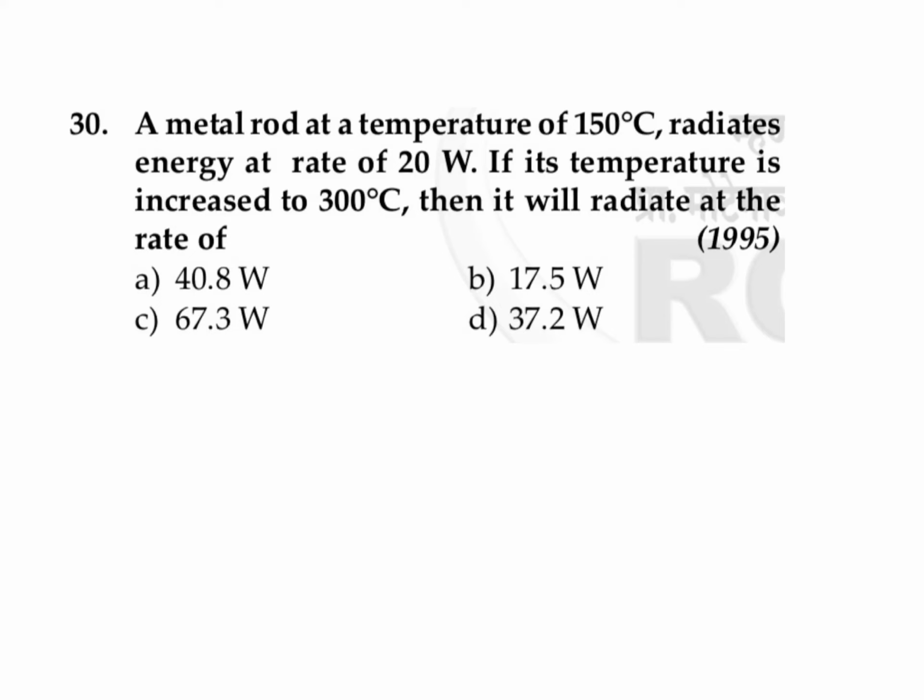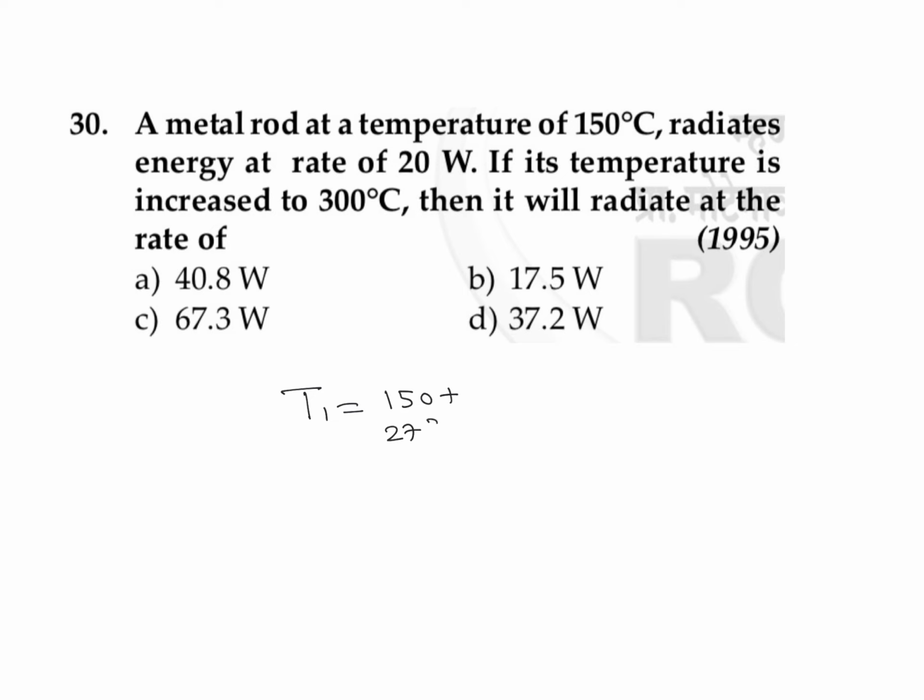It is given that a metal rod at a temperature of 150 degrees Celsius radiates energy at the rate of 20 watts. The temperature is increased to 300 degrees Celsius, then it will radiate at the rate of? So the temperature in the first situation is given as 150, which is given in degree Celsius scale.